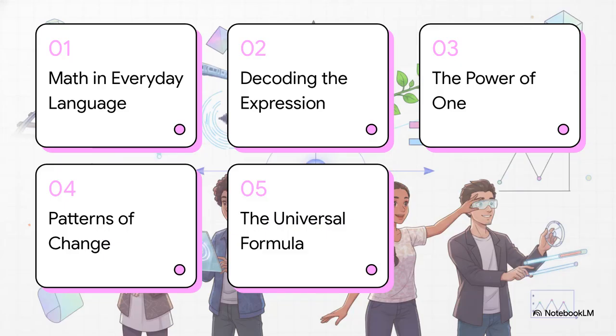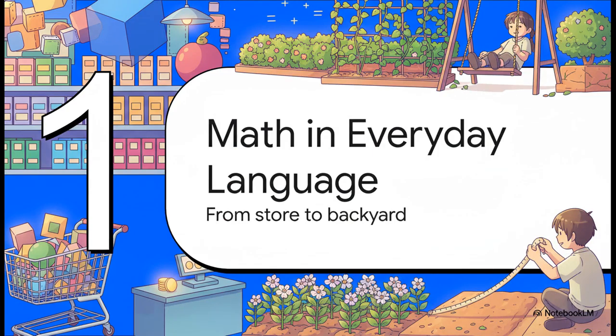So, here's our game plan. We're going to start by seeing how math is kind of hiding in plain sight in our everyday lives. Then, we'll break down its basic grammar, unlock the amazing power of the number 1, and see how it creates these patterns all around us. And finally, we'll pull it all together with one universal formula that honestly explains just about everything. All right, let's jump right in.